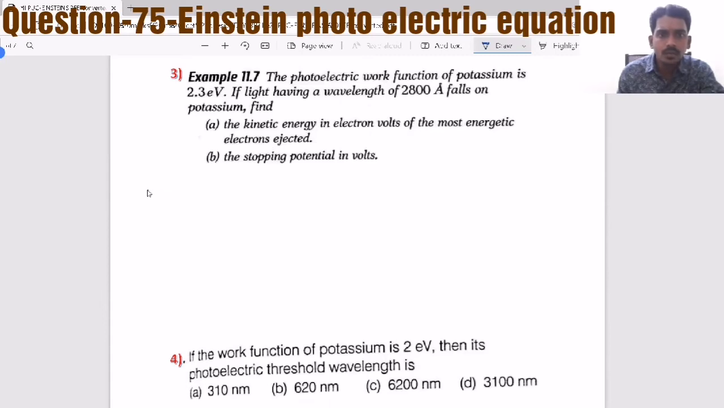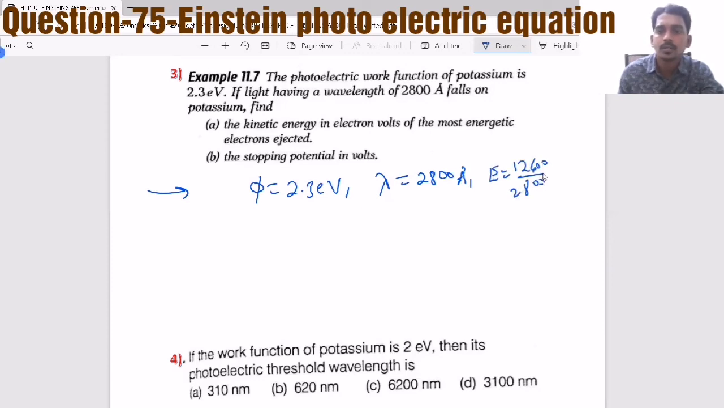Now, the photoelectric work function of potassium. So the work function they have given as 2.3 electron volt and the wavelength of the light is 2800 angstrom. So the photon energy will become 12,400 by 2800, so the zeros cancel. Now, find the kinetic energy in electron volts of the most energetic electron ejected. That means K maximum. K maximum means E minus phi.